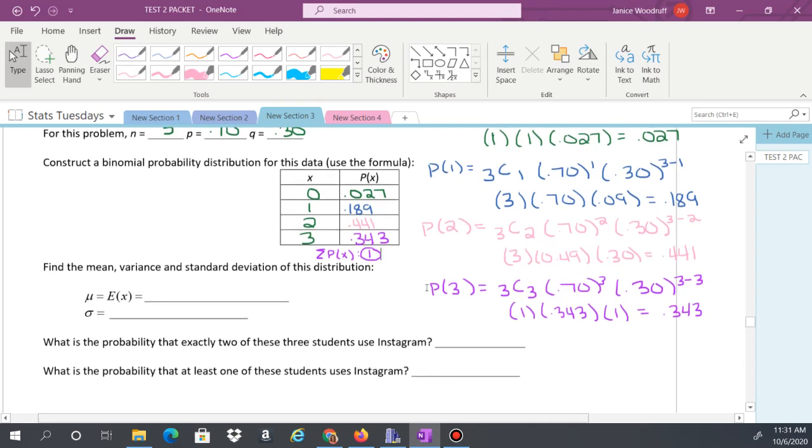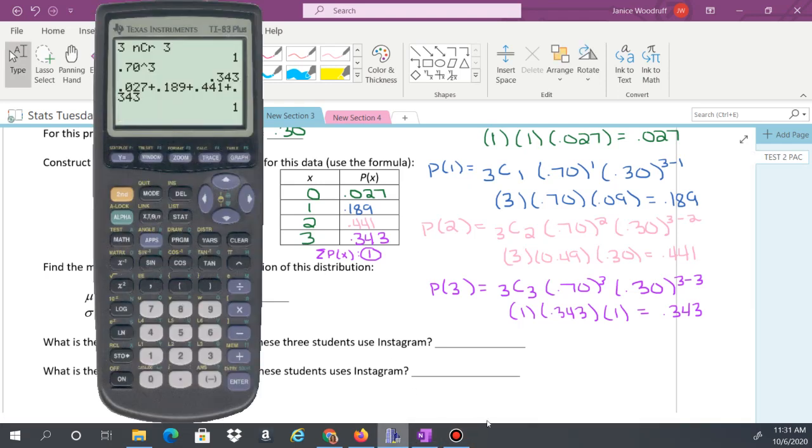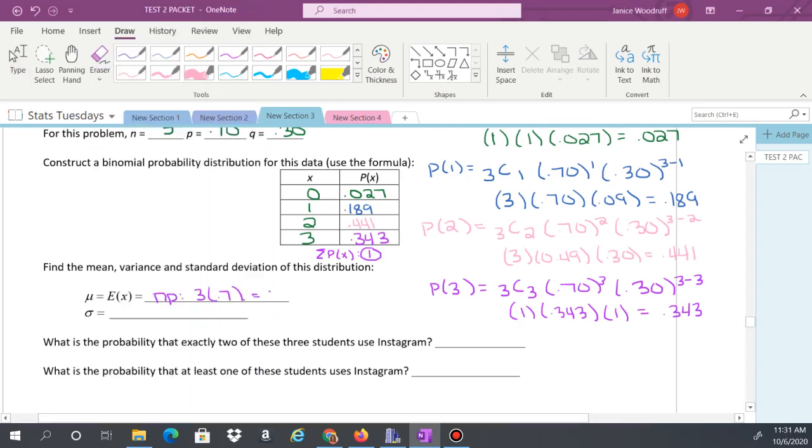All right, and then if we wanted to find the mean and the standard deviation for this, the mean is going to be n times p. So that's 3 was our n and p was 0.7. So I think that is 2.1. Yeah, 2.1. So at this college, on average, 2.1 students use Instagram with a standard deviation of, this is going to be n times p times q under the square root.